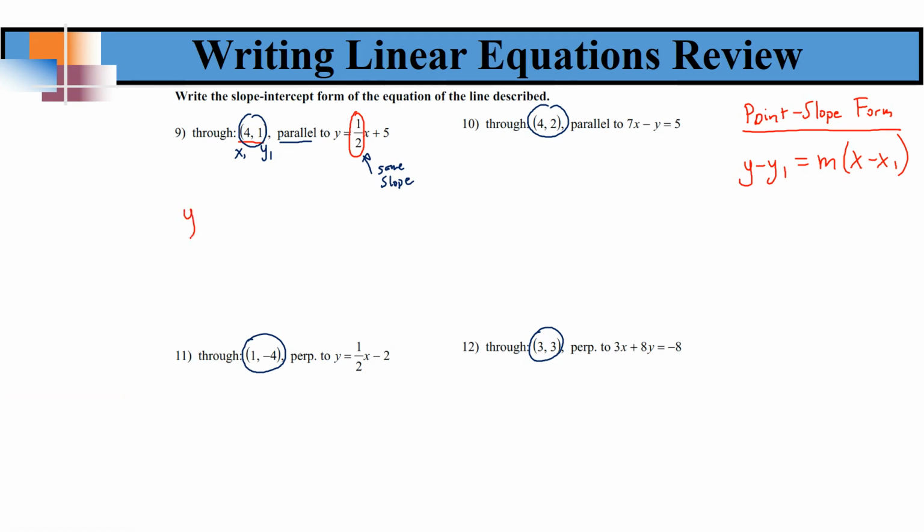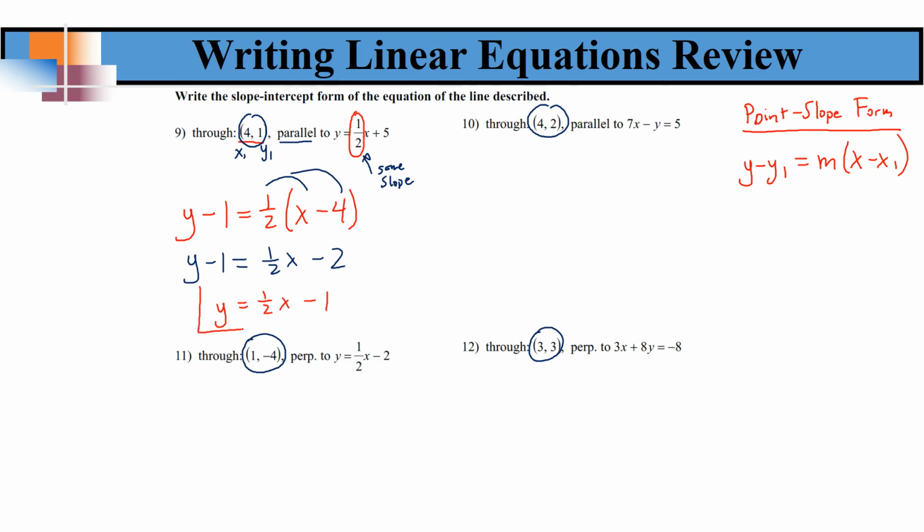All right, so we'll write y minus 1, that's our y1, equals m, our slope, 1/2, parentheses, x minus 4. They do want us to write this in slope-intercept form, so we need to get y by itself. Our next step would be to distribute the 1/2 to everything in the parentheses, so that we have y minus 1 equals 1/2 x minus 2, then add 1 to both sides, so that our final answer will read y equals 1/2 x minus 1, because if you add 1 to -2, that gives you -1.